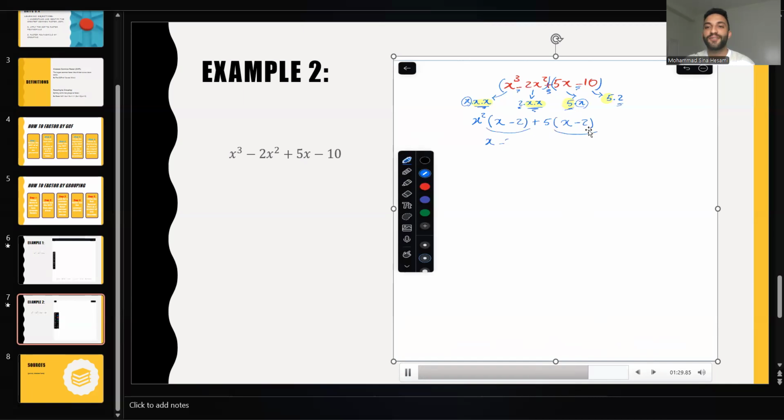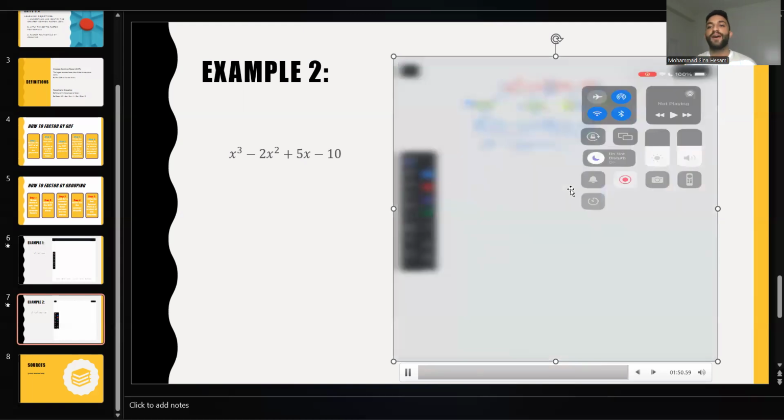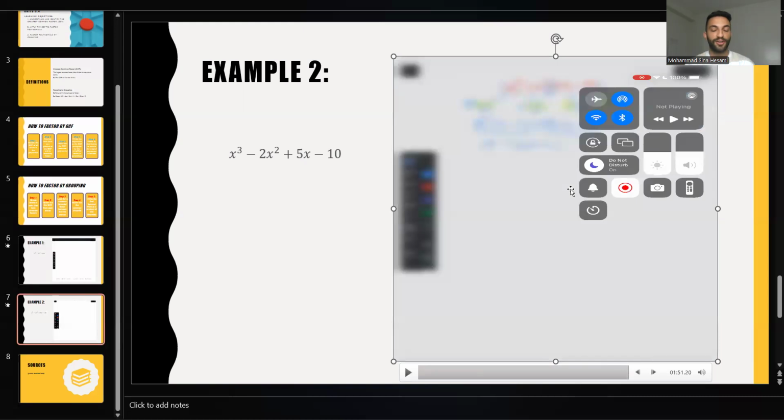Now here, we're going to factor out a common binomial, which in this question is x minus 2. And then we're going to factor out x minus 2 from each of these two terms. If we factor out x minus 2 from this term, we're left with x squared, and then we have the sign plus, and 5. Now we have factored this polynomial by factoring by grouping.